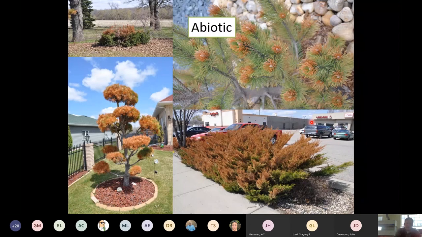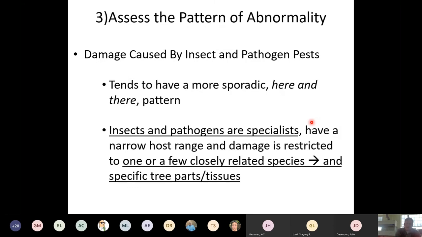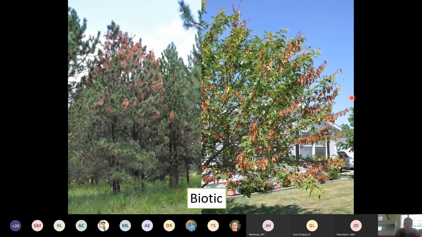So again, assessing the pattern of abnormality, damage caused by insect and pathogen pests tends to be sporadic. So it's a here and there pattern. And that is because, as I mentioned at the beginning of the presentation, insects and pathogens are specialists. That's important to always remember, that they have a narrow host range restricted to one or a few closely related species, and it's specific to tree parts and tree tissues. So here are two examples of a biotic disorder.